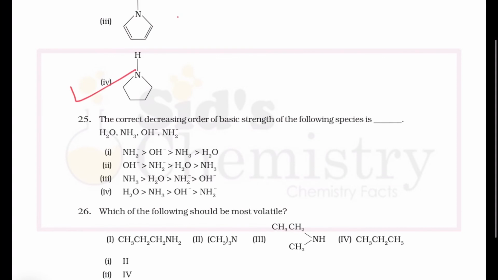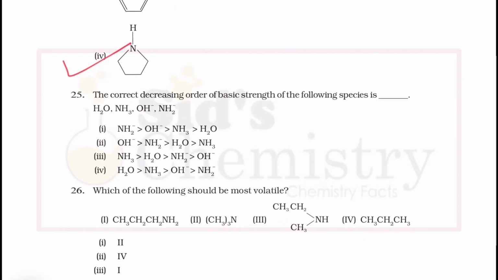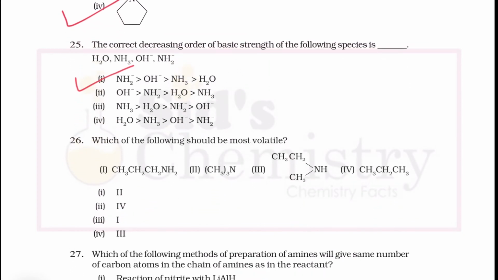The correct decreasing order of basic strength of the following species is. The negative ions are more basic, and therefore the correct sequence will be NH2- is more basic than OH- is more basic than ammonia, which is more basic than water, and the correct option is option number 1. Coming to question number 26.